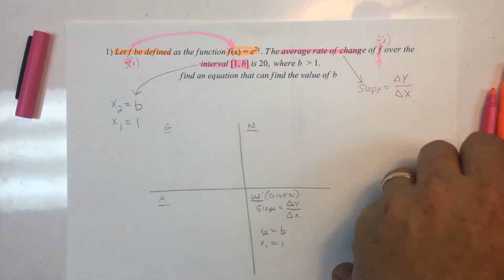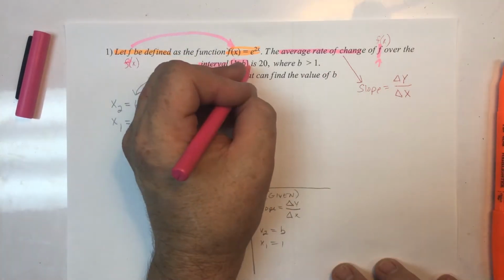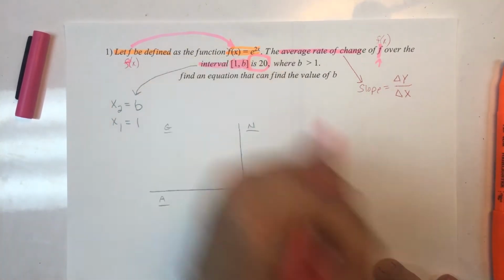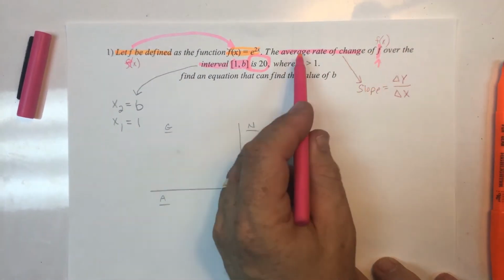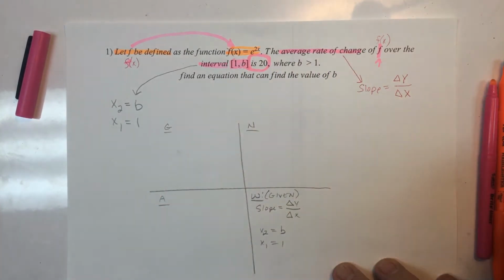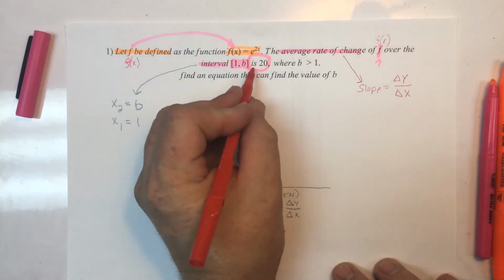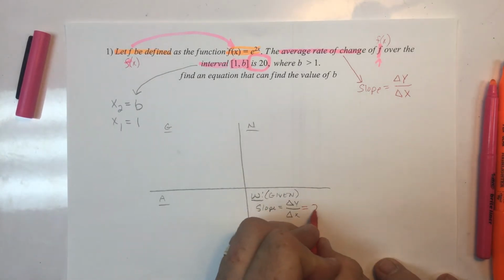so then we've got a key piece right here. Wish I had another color. I'll circle it this time. Is 20. What is 20? Get rid of all this. The average rate of change is 20. So now all of a sudden we have, and that's signified by an equal sign, which is now 20.